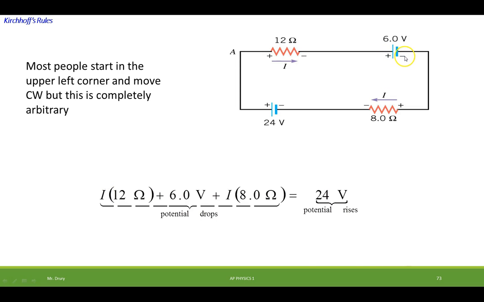And once again, this is a drop, because you go from the high side of the battery to the low side. Once again, this is a drop, because you go through a resistor in the direction of current. And that must be equal to the rise. And here it's a rise because you go from the negative side of the battery to the positive side of the battery. So we have all the drops have to equal all the rises. And then you can just solve for I, 0.9 amps.